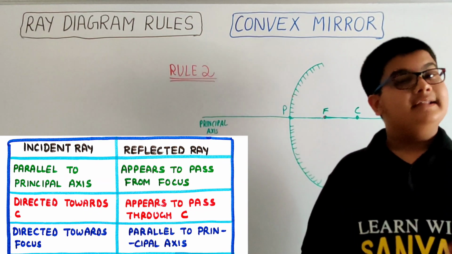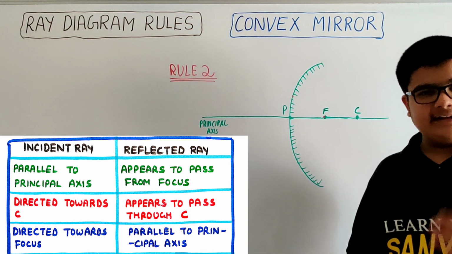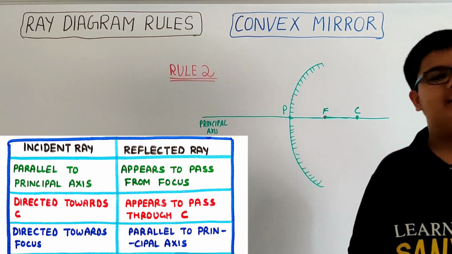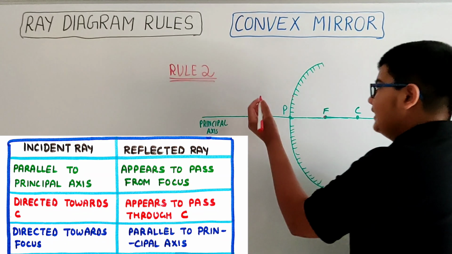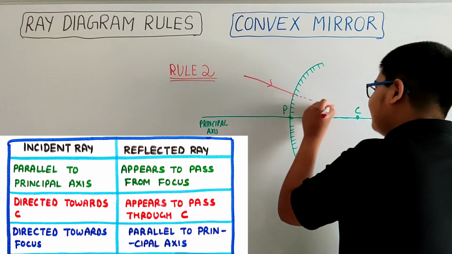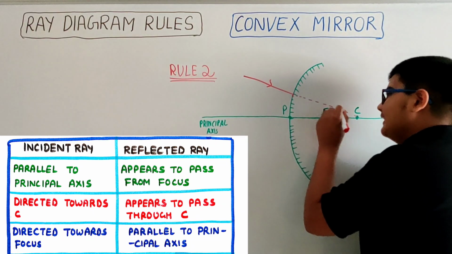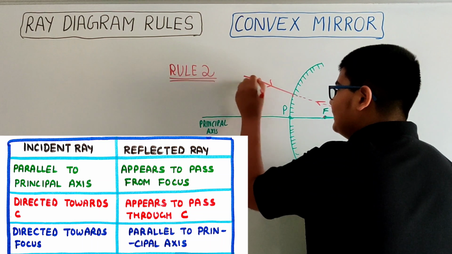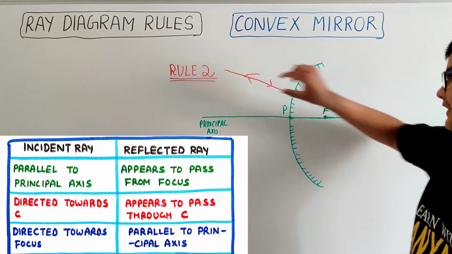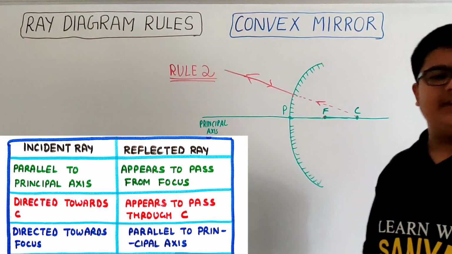Now, the second rule for a convex mirror says that if the incident ray is directed towards the center of curvature of the mirror, then the reflected ray appears to pass through the center of curvature. Here I am making an incident ray directed towards the center of curvature. When extended, it will pass through the center of curvature. So the reflected ray will also trace the same path and appear to pass through the center of curvature.